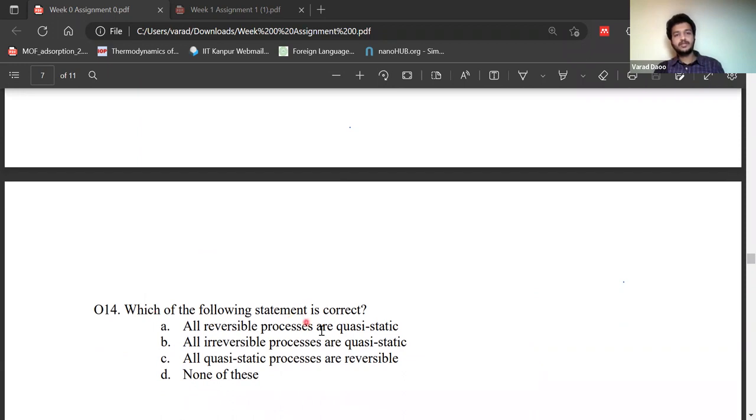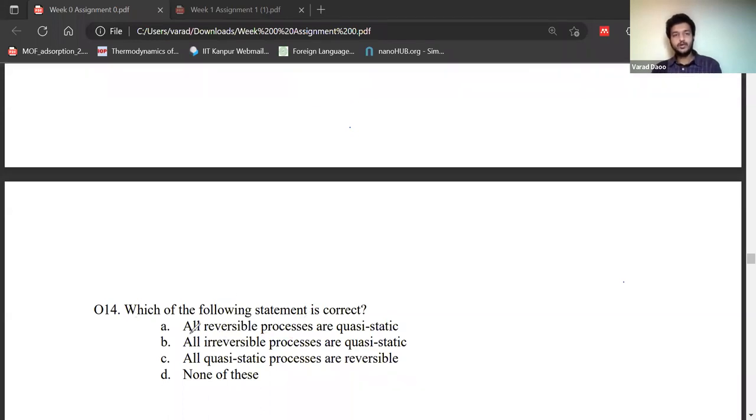Which of the following statements is correct? So this is, we have already done a similar question. Okay. Are all reversible processes quasi-static processes? Is this true? Or are all irreversible processes quasi-static? Is this true? Or are all quasi-static processes reversible?